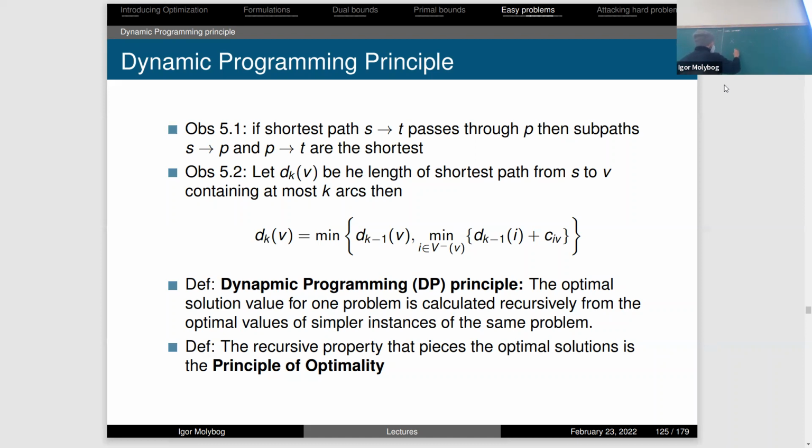If you can solve a problem for n equal to one, a very small problem, in reasonable time, and then use it to solve for n equal to two in polynomial time, and then continue this in polynomial time too, then the entire solution that you're getting for a very large problem is also polynomial time solvable, and it's going to be an efficient algorithm. The recursive property that we're talking about here is called the principle of optimality, and we have formulated it for the shortest path problem. Any questions here about what we have covered last time? No questions? Okay.